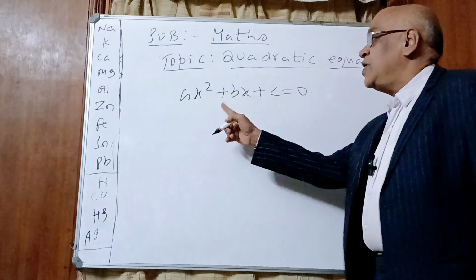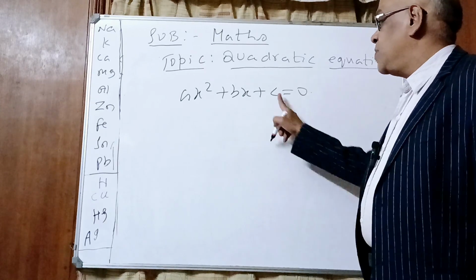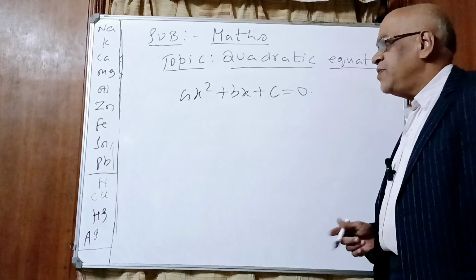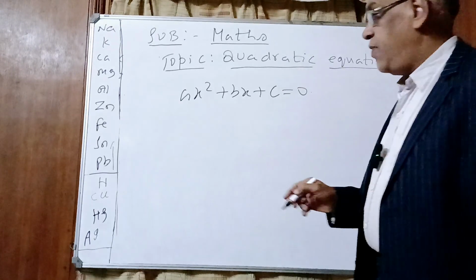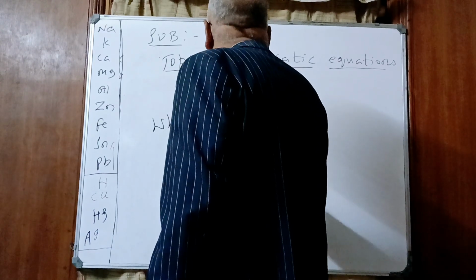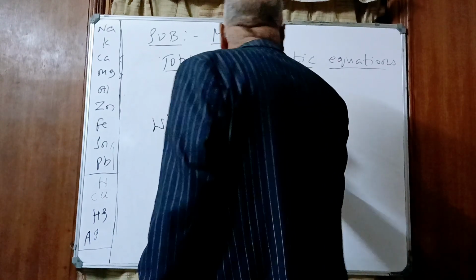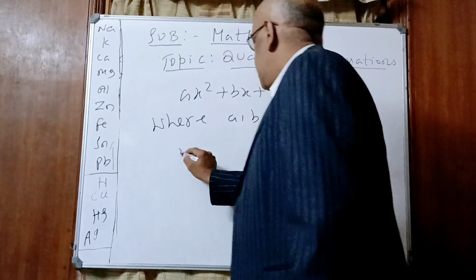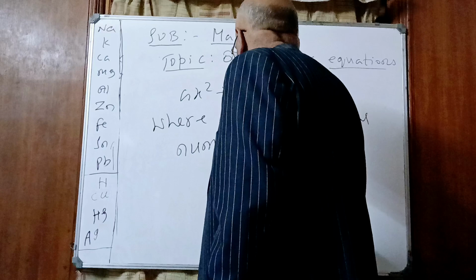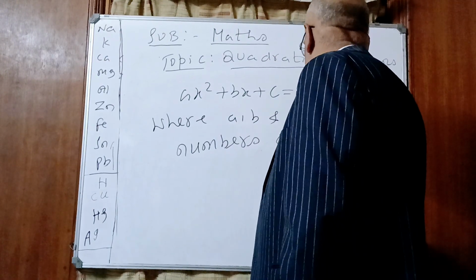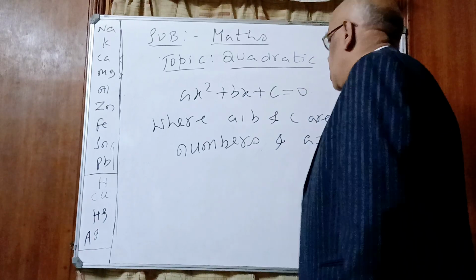Come, I'll tell you. An equation of the form ax squared plus bx plus c is equal to 0 doesn't always represent a quadratic equation. Then you can ask, sir, why have you written that? In this condition, where a, b and c are, what are they? They are all real numbers, and a is not equal to 0.